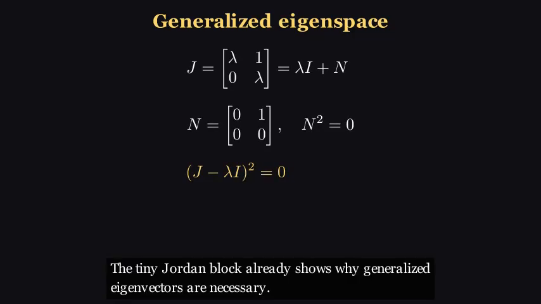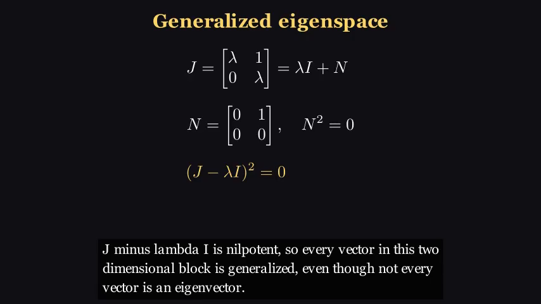The tiny Jordan block already shows why generalized eigenvectors are necessary. J minus lambda I is nilpotent. So every vector in this two-dimensional block is generalized, even though not every vector is an eigenvector.